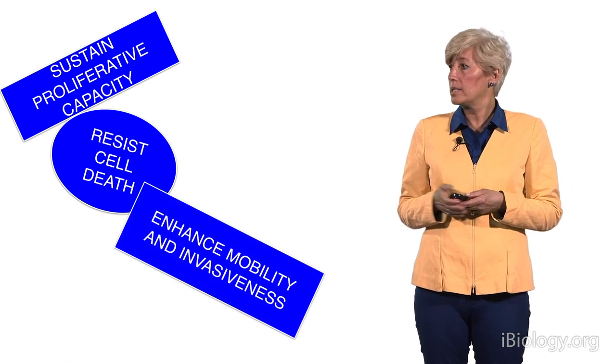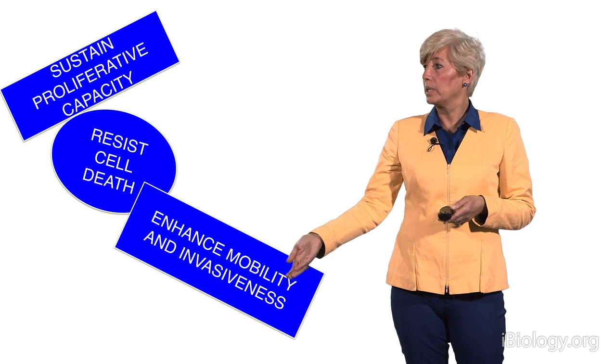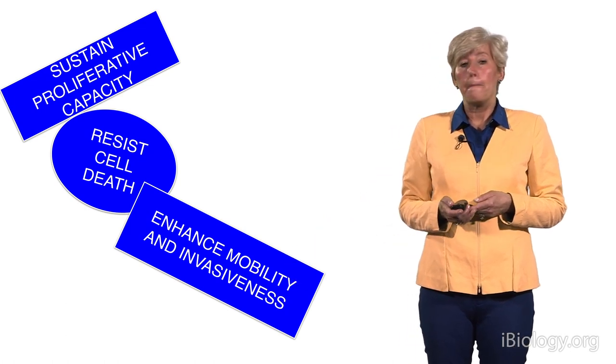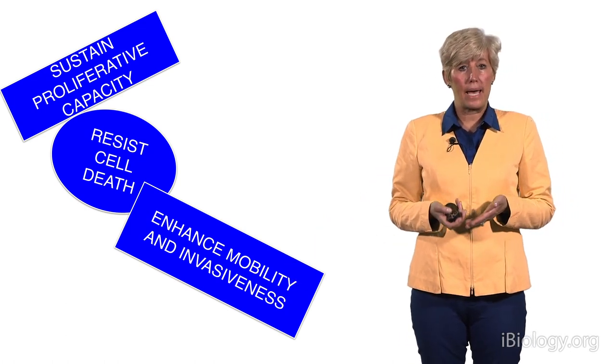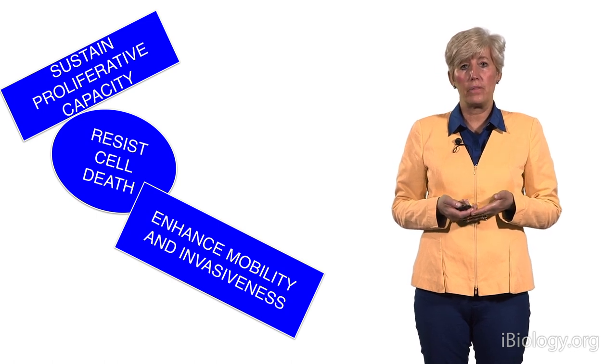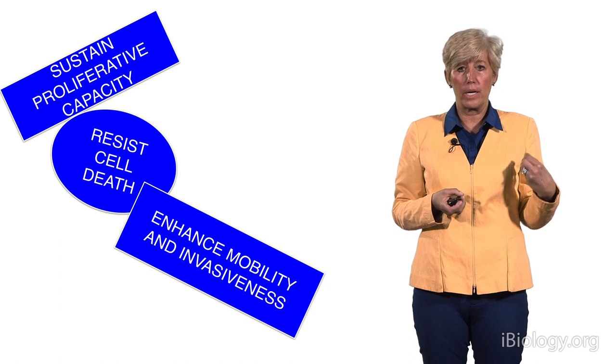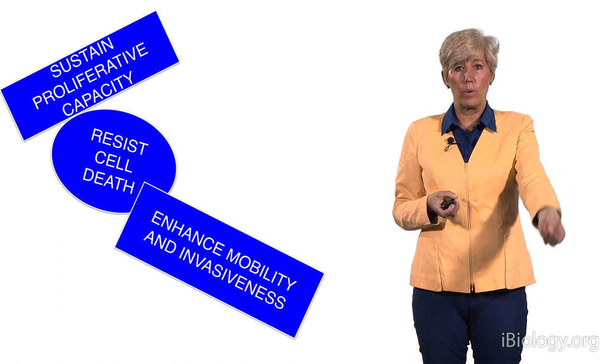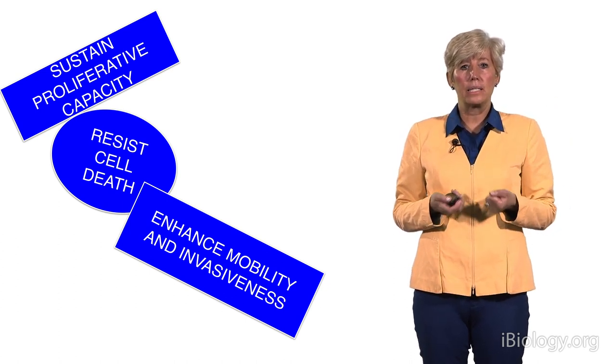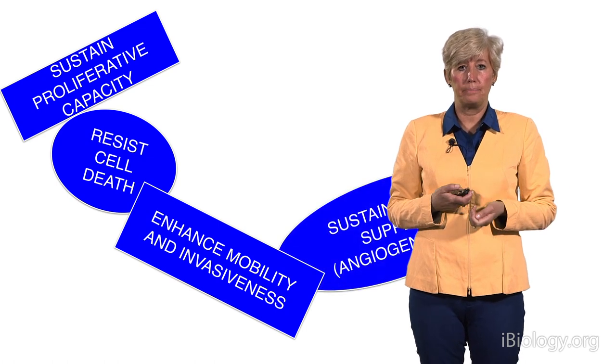You find mutations in genes that enhance mobility and invasiveness. Most patients die from metastasis, and we'll come back to this concept at the end of this lecture. In order for a cell to leave its primary site in the body and take up residence in another tissue, it must gain the capacity to move and invade.